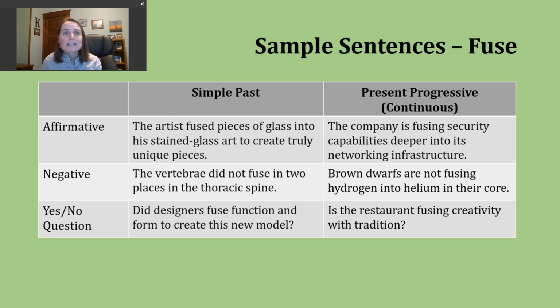To make present progressive, though, we'll be using a present form of be and our ing form of the verb. So you'll notice we need both parts or two parts here.